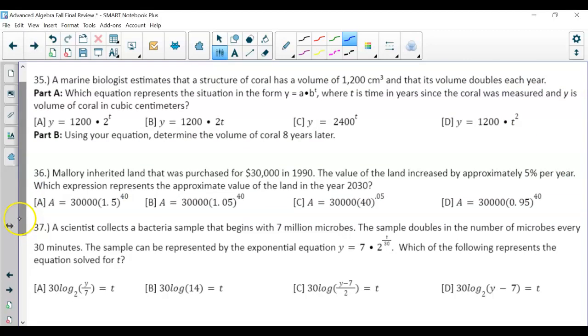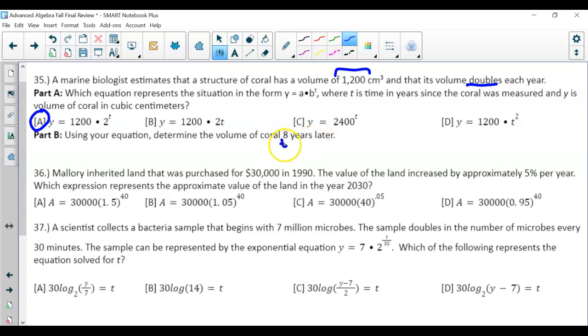So now 35. You're given this situation where the volume starts at 1200 and doubles. So that is your exponential. That's why the answer is A. Then you're going to use that equation to calculate after 8 years what the volume is.